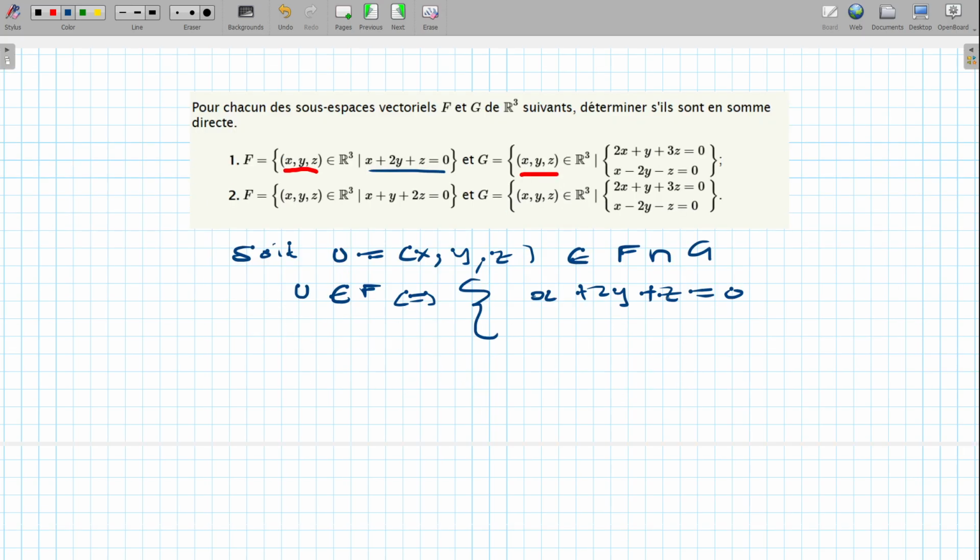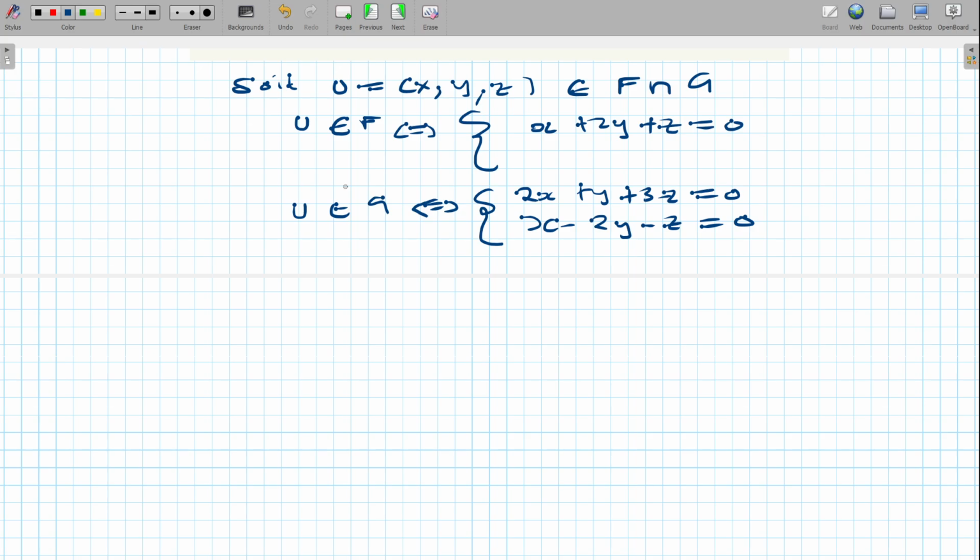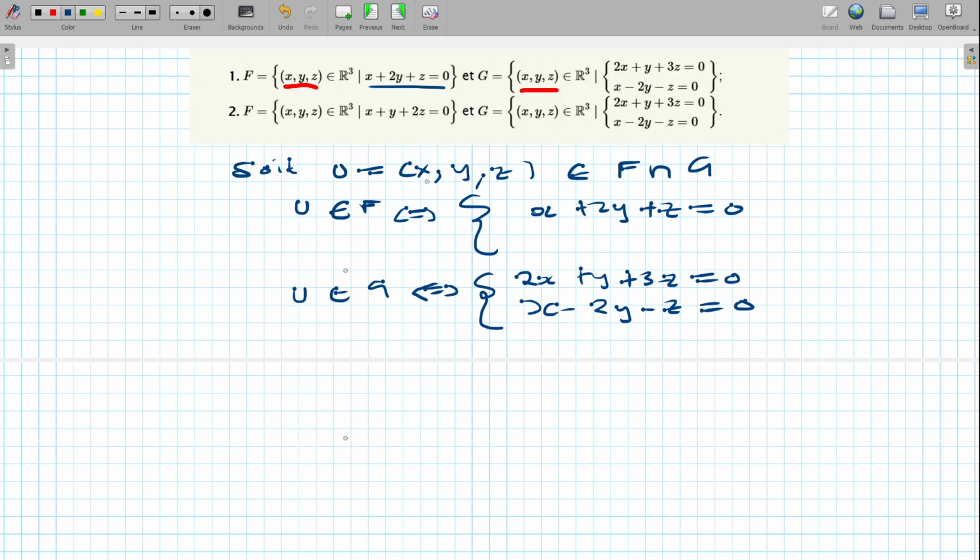So what does it mean for the vector u to be in G? The vector u is in G if it satisfies the condition that comes with G. What condition comes with G is that a vector is in G if it satisfies these two equations that we have here, right? So u is going to be in G if it satisfies the two equations. So we're going to say 2x plus y plus 3z is equal to 0. And then here we have x minus 2y minus z is equal to 0, like so. So if u is in the intersection, it means it has to satisfy all these 3 equations.